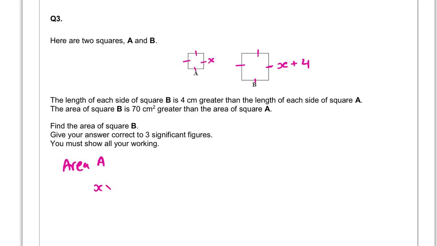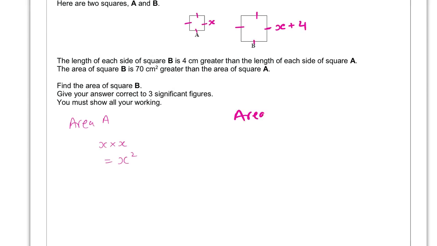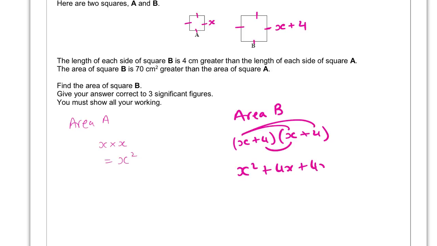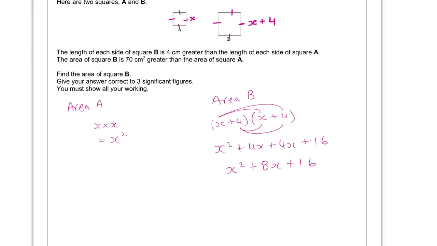Area of A is base times height, x times x, which is x squared. Okay? That's what we know. You always work out what you know. What's the area of B? x plus 4 is our base times x plus 4, which is our height. Absolutely. So if I expand this, x squared plus 4x plus 4x plus 16, I'm going to get x squared plus 8x plus 16. So this is my area for B.